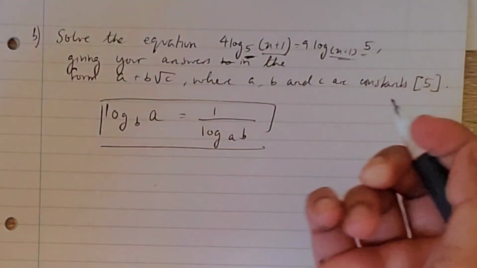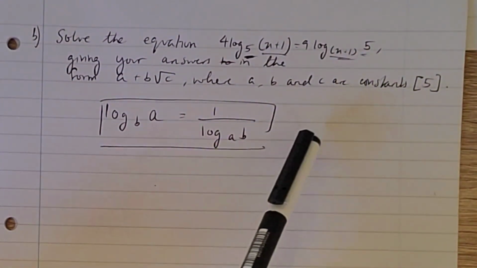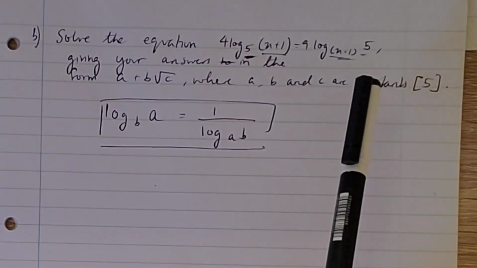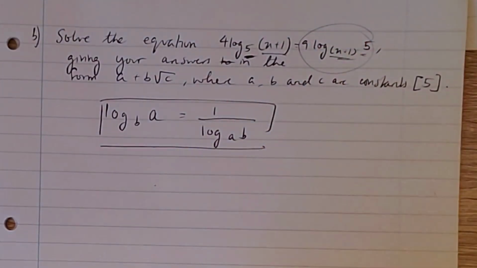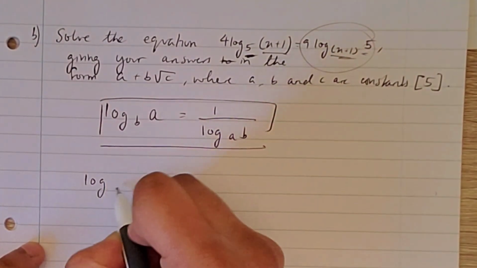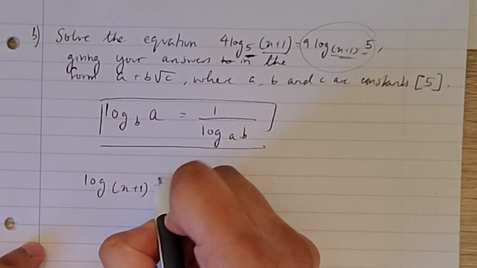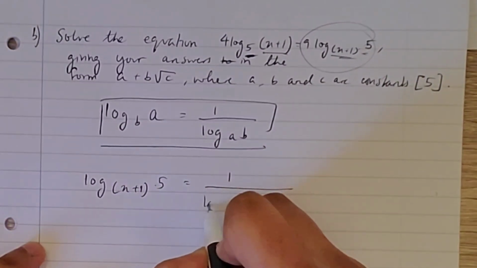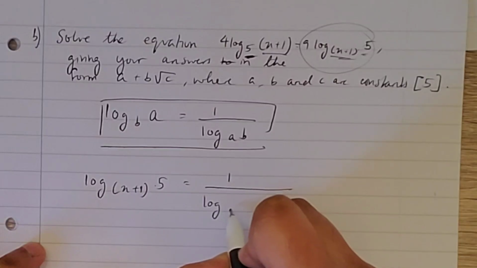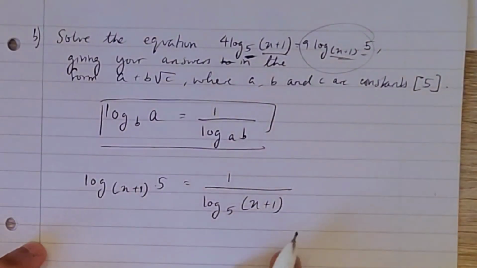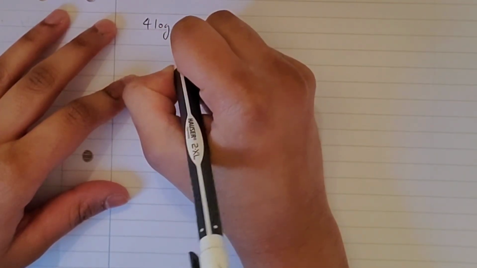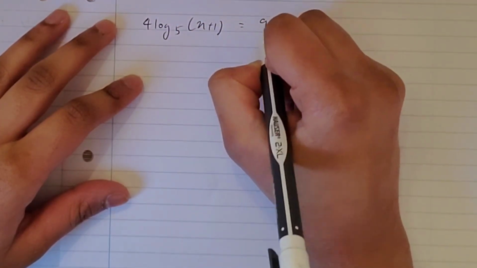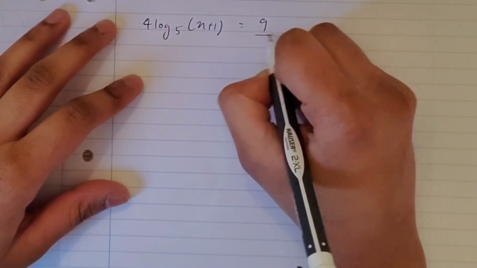So what I'm going to do is change the base of this one, the thing right there. And I'm going to say that's actually the same as 1 over log base 5 of x plus 1. That's what that means. So I'm going to replace that whole thing with this. So that would be 4 log, like that, 9 over log.